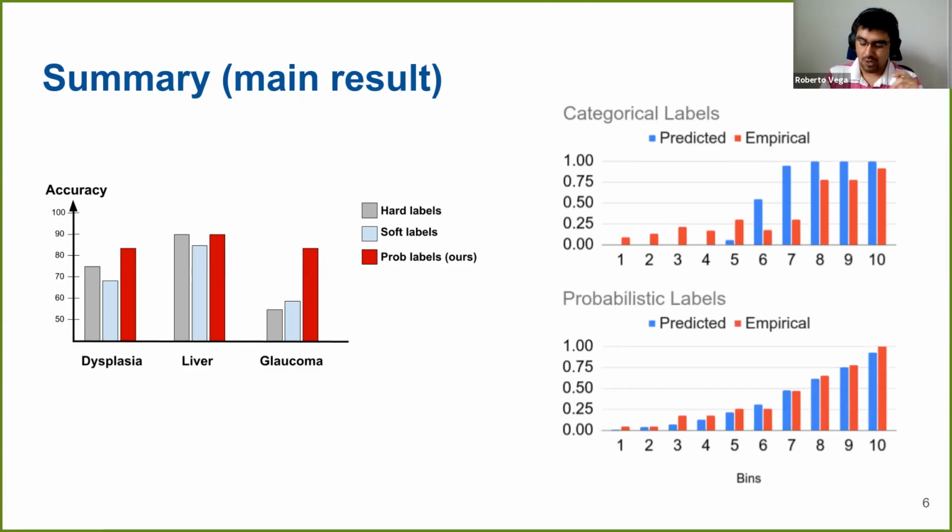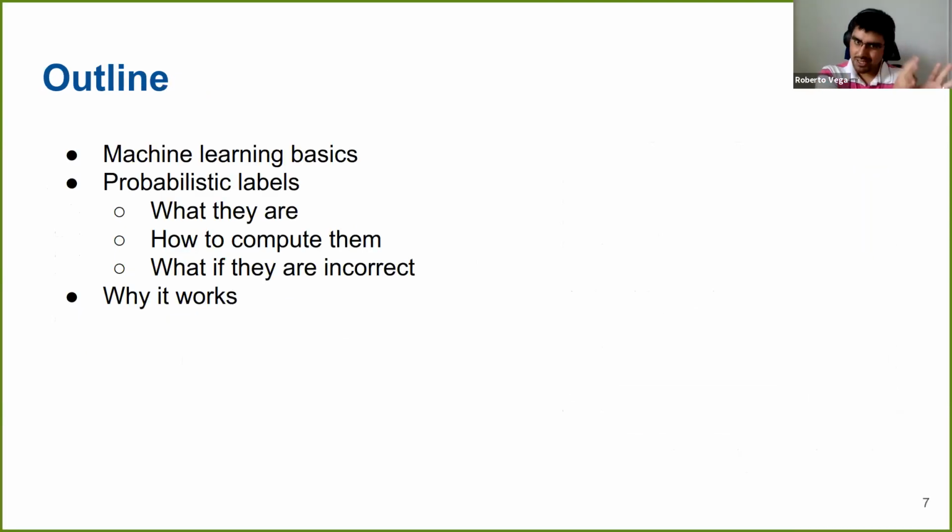So we have a method that is more accurate, but also gives probabilities, which are very useful for physicians because it gives a confidence on how sure the classifier is that this image actually belongs to a person with a problem. So this is the main takeaway.